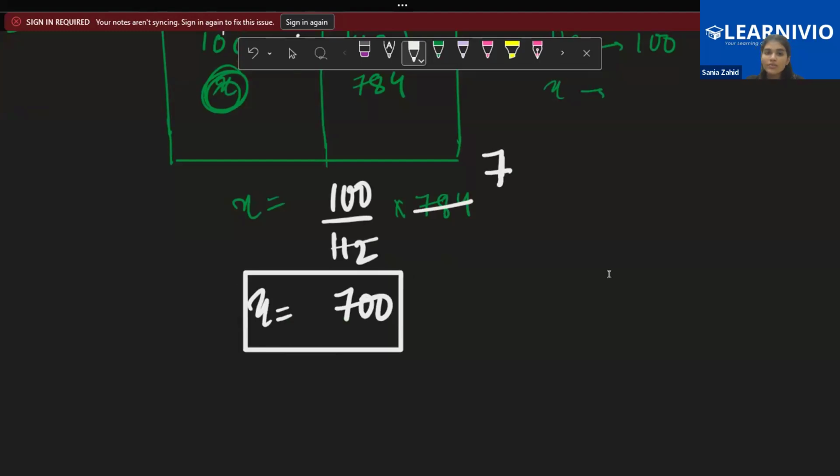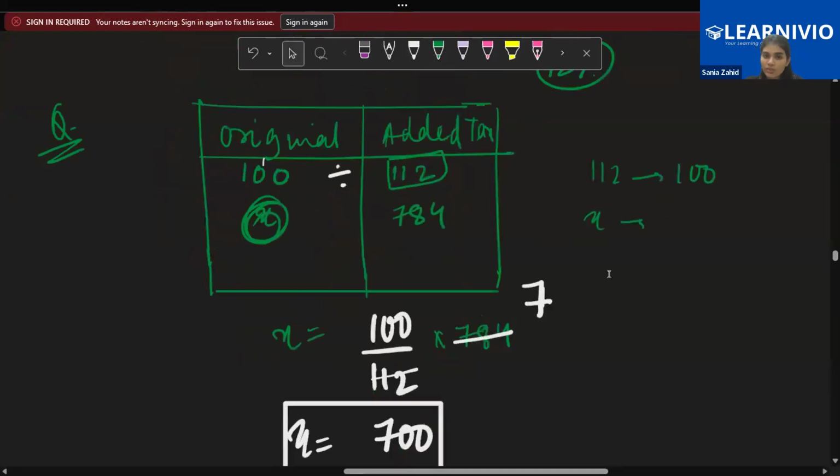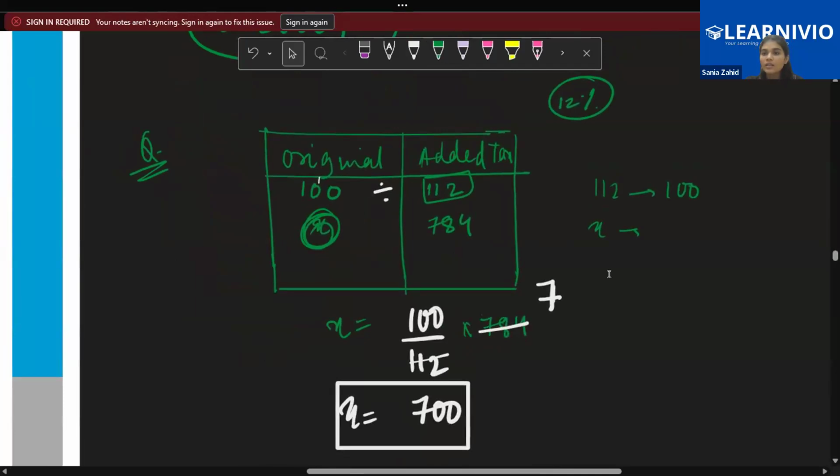Duha, if your teacher is teaching you this way, you can follow this method also. And rest of the students, you have a choice, whichever method you want to follow. Okay?